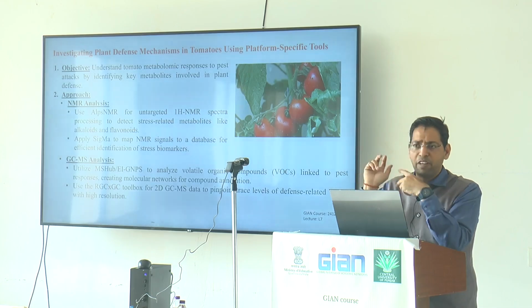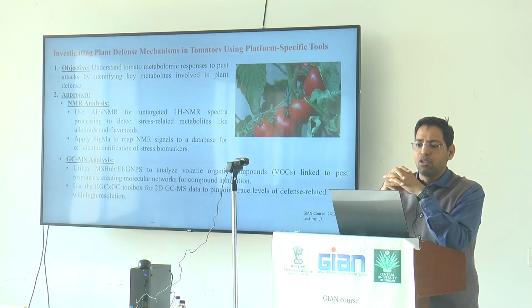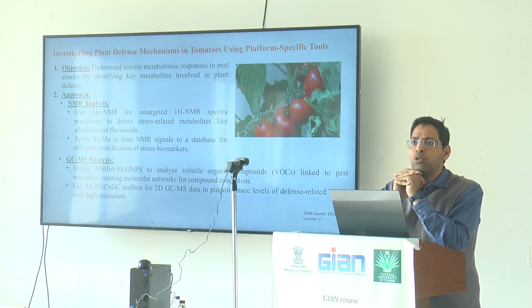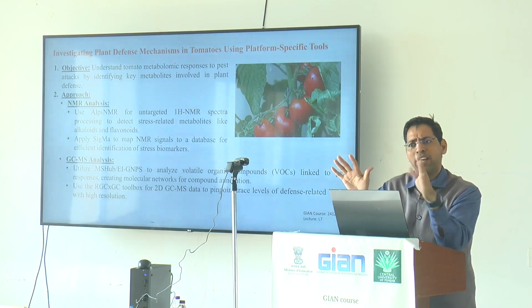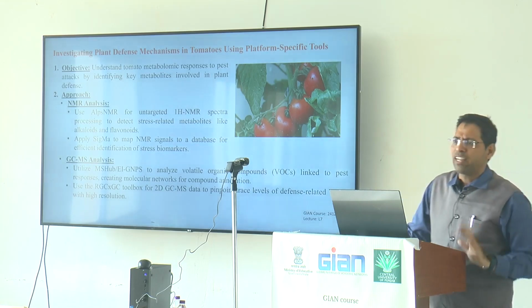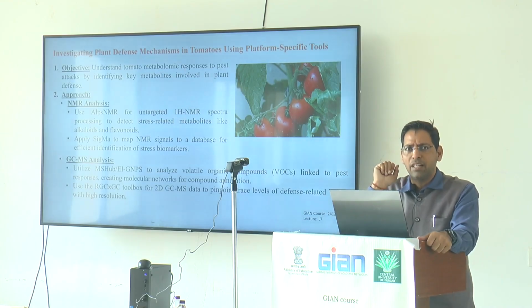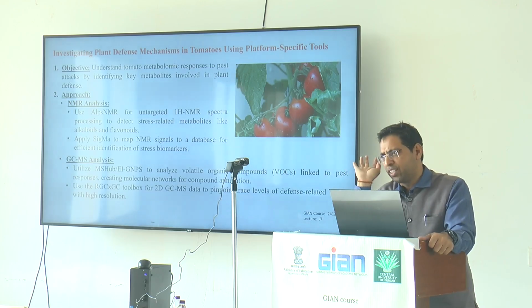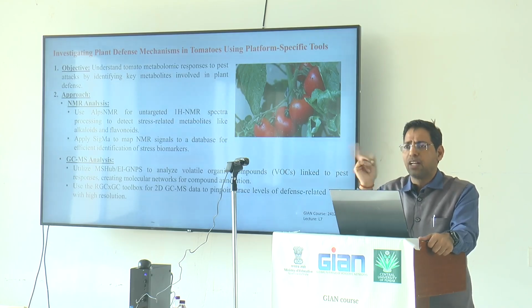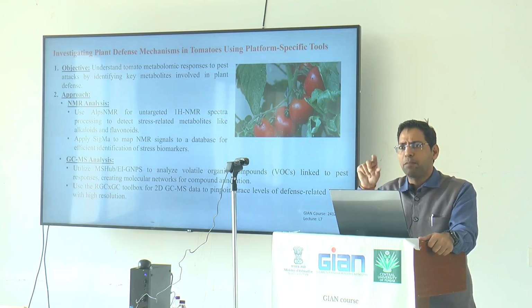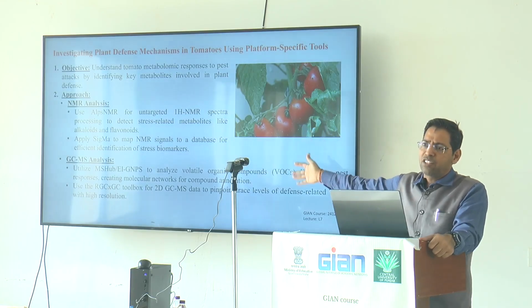Okay, now we will use both the two, NMR and the GC, here. So the first approach, we have to use the NMR. That is possible for you. With NMR, we use the ALPS NMR that I told you, for the untargeted NMR spectra processing to detect the stress-related metabolites like the alkaloids and the flavonoids. Okay, ALPS will let you know. Then you apply the signature mapping to map the NMR signal to a database, an already published database, to identify the stress markers. So you can identify the stress markers also.